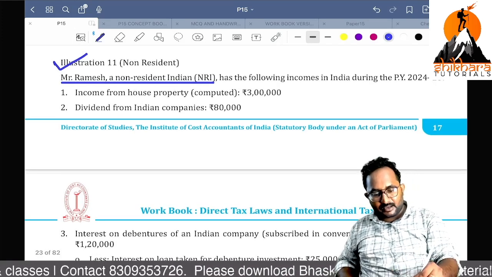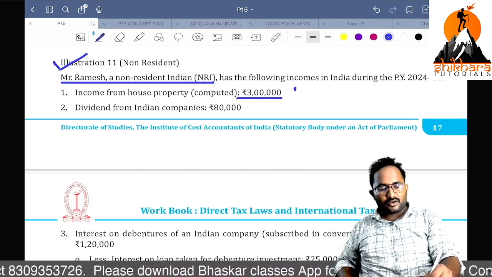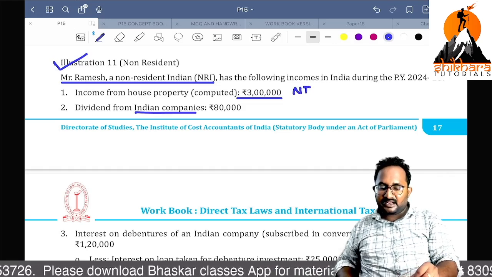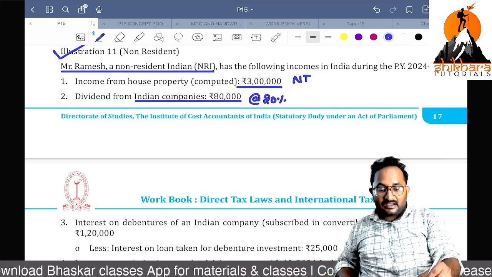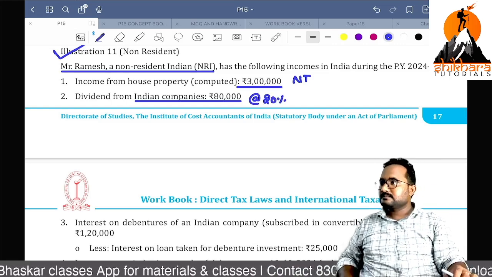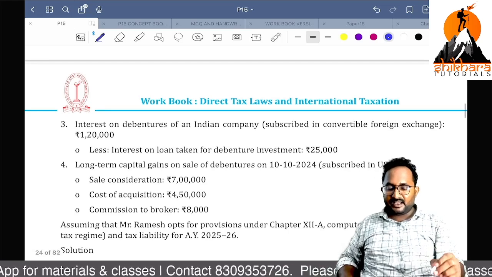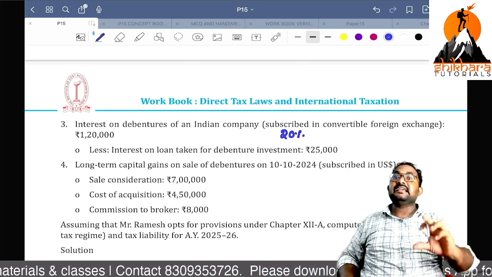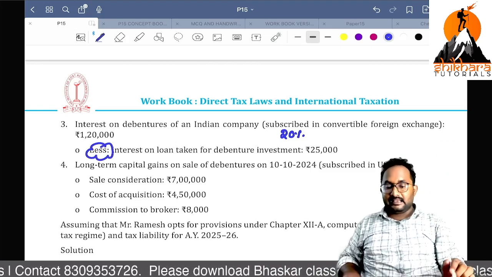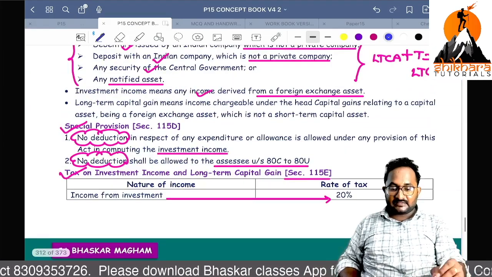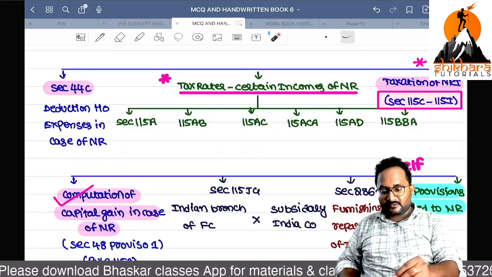Income from house property is there, ma'am. Super. Can you tell me, income from house property, is it by using normal tax rates or special tax rates? Normal tax rates only. Dividend from the Indian companies: 20%, because it is an investment income. Okay. Next, ma'am, interest received from the debentures of an Indian company. Can you tell me it is also what, ma'am? 20%. Investment related income. But can I reduce the expenditure, ma'am? No. Clearly it is given in this provision. Directly we are charging at 20%. We are not going to give any deduction. So that is an investment income related point.